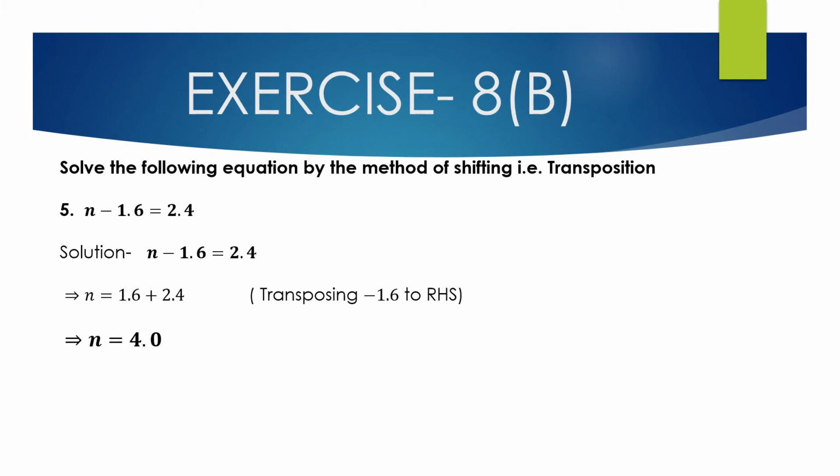Now we'll solve question number 5. Question number 5 is n minus 1.6 equal to 2.4. This is the equation given and we have to solve the value for the variable n using the method of shifting or method of transposition. This implies n will be, minus 1.6 transposed to the right hand side, then minus 1.6 changes to plus 1.6. Then n equal to 1.6 plus 2.4, and 1.6 plus 2.4 is 4.0. Now we get n is 4. So value for the variable n is 4.